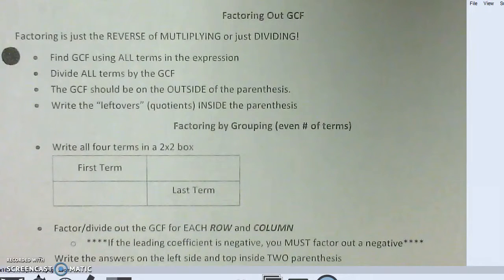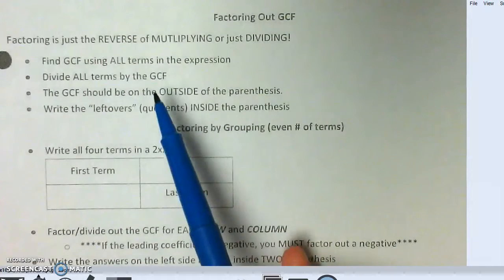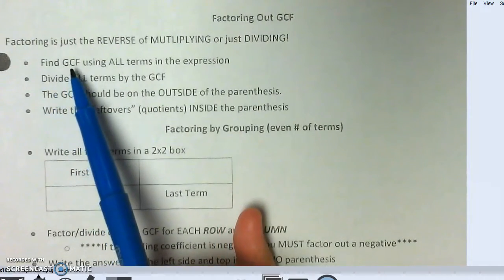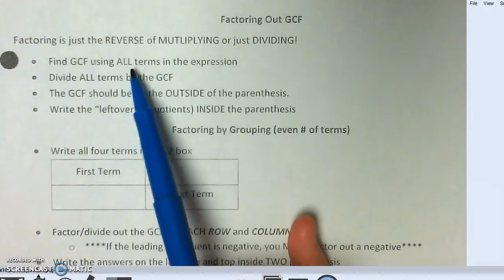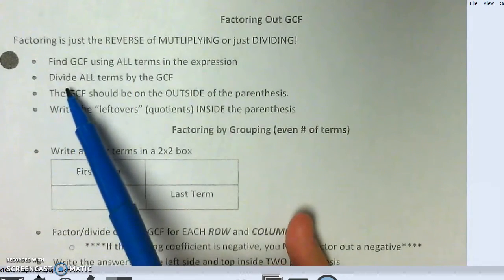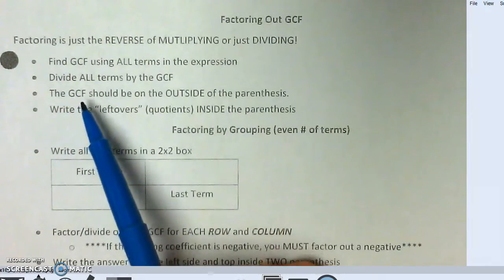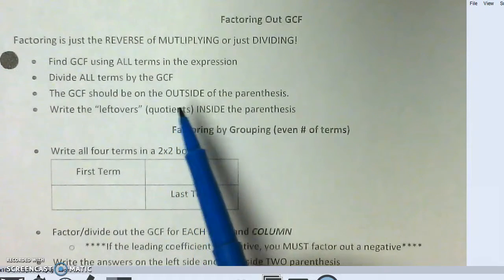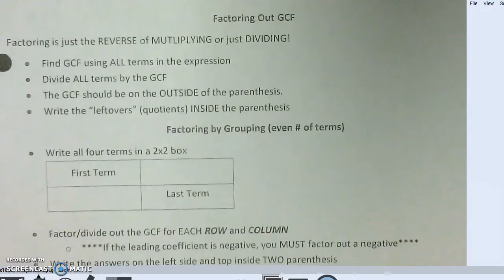Hey guys, we are going to be factoring out the GCF and factoring by grouping when you have an even number of terms. So these are the steps for factoring out a GCF. The very first thing is we're going to find the greatest common factor, so the number and the variables that go into every single term. We're going to divide all the terms by this GCF. Our answer is going to have the GCF on the outside of the parentheses, and the leftovers, or the quotients, are going to be left inside the parentheses. So we're going to do the first two examples of these notes first.